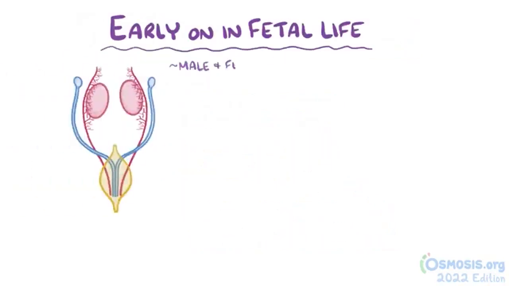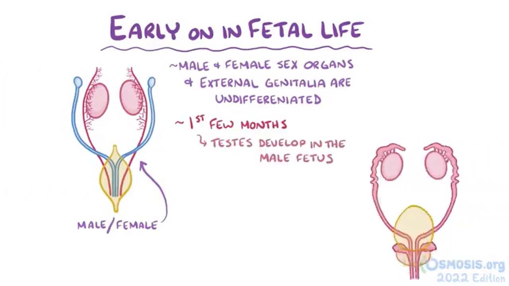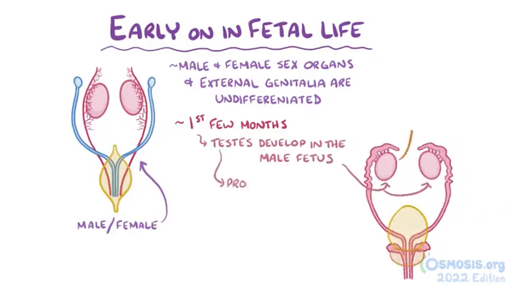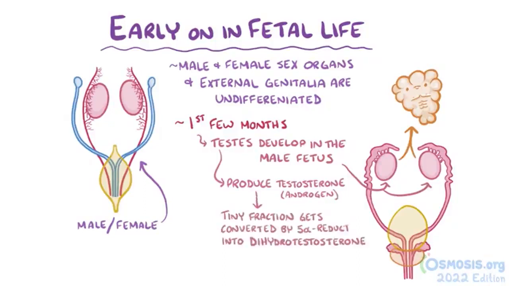Alright, so normally very early on in fetal life, male and female internal sex organs and external genitalia are undifferentiated and look identical. Within the first few months of development, testes develop in the male fetus. The testes start producing testosterone, which is a male steroid hormone that belongs to a class of hormones called androgens. The testosterone gets released into the blood, and a tiny fraction of it gets converted to dihydrotestosterone by 5-alpha reductase, which is mainly made in the skin of the genital area.